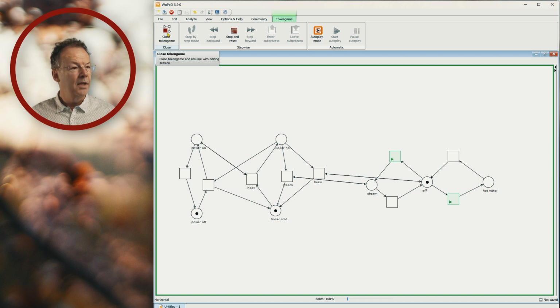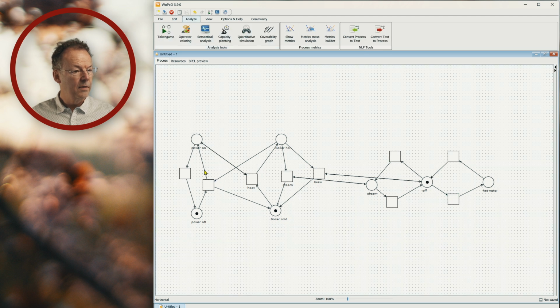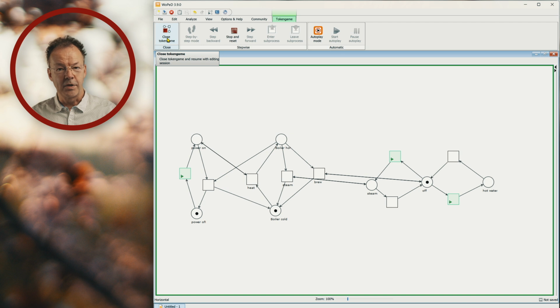So in the initial position, I've seen that I made a mistake here. Actually, I wanted to have it the other way around. So let me correct that. Okay, let's play the token game.